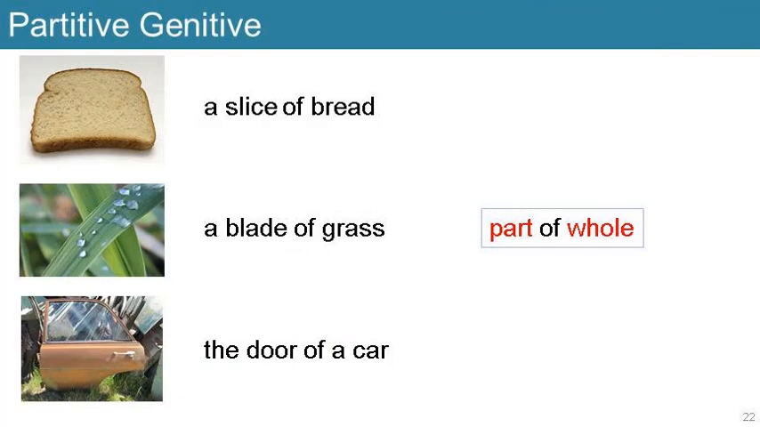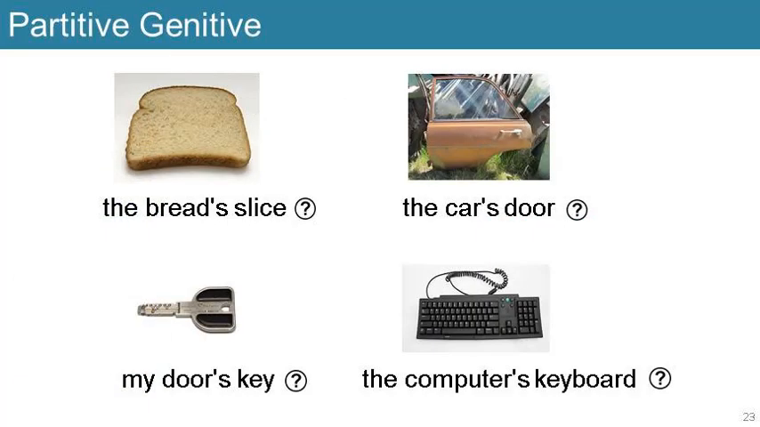Next topic. Partitive is the term for a two-noun phrase in which one noun is part of the other. Most commonly, the two nouns are joined by the preposition of. For example, a slice of bread, a blade of grass, the door of a car. In theory, an of partitive can be replaced by a genitive containing an apostrophe.